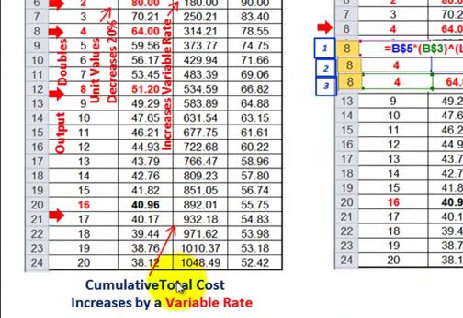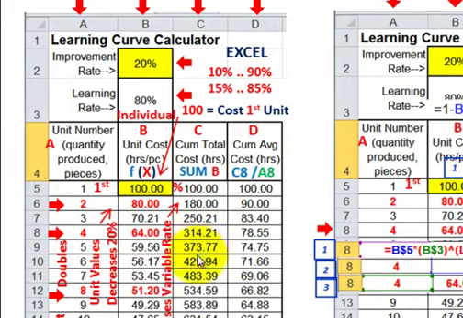So our cumulative total cost here, shown, increases by a variable rate. I'm just showing it here so you understand that. That's really the key when you're working with this incremental unit time. Okay, so we're back up here.